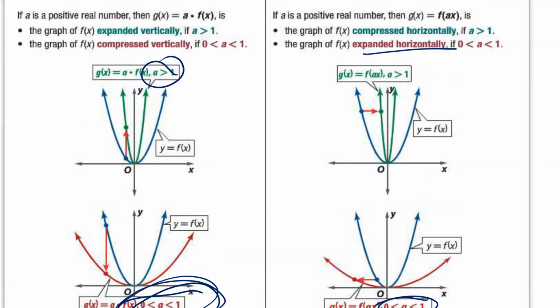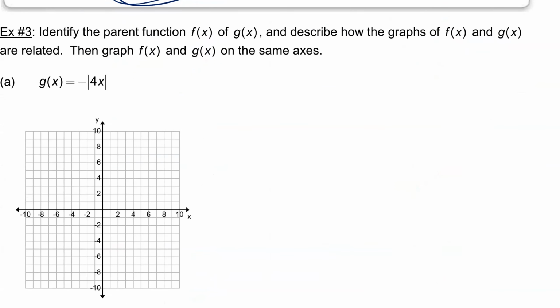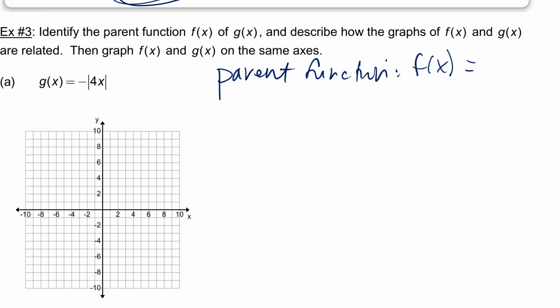Okay, let's do example 3. Identify the parent function f of x of my g of x. So here I have g of x equals negative absolute value 4x. What would the parent function be? It would just be f of x equals absolute value of x because it's just absolute value. Okay, done, identified. Identify how the graphs are related.